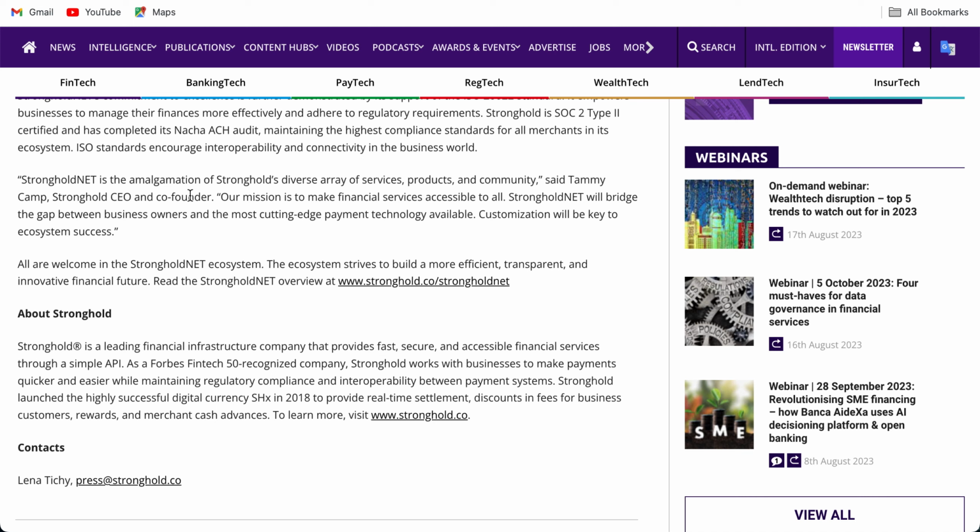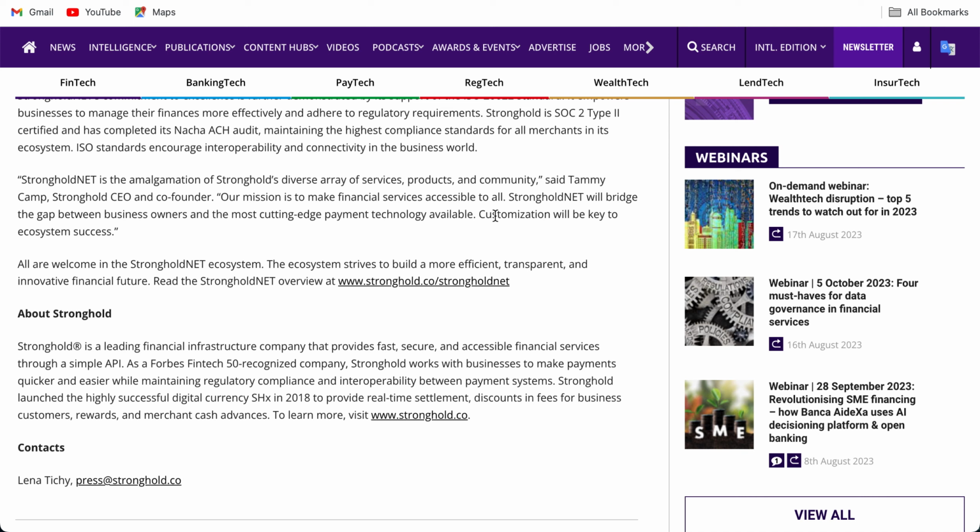Strongholdnet is the amalgamation of Stronghold's diverse array of services. Amalgamation basically means a merger. It is a merge of Stronghold's diverse array of services, products, and community. Everything brought together makes Strongholdnet, said Tammy Camp, Stronghold CEO and co-founder. Our mission is to make financial services accessible to all. Strongholdnet will bridge the gap between business owners and the most cutting-edge payment technology available. Customization will be the key to the ecosystem's success.